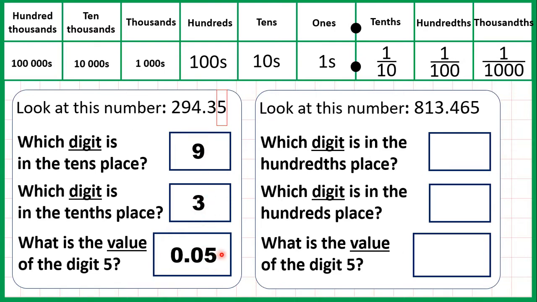We can also show the value of the digit as a fraction. We know that the second digit after the decimal point is the hundredths digit, so that's 5 hundredths.